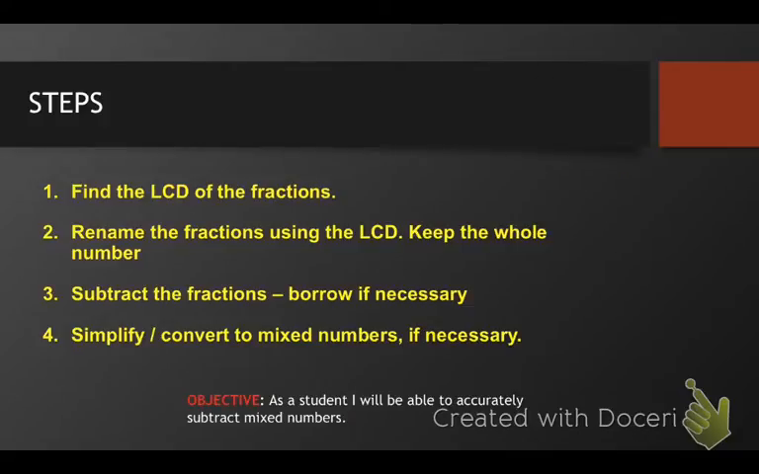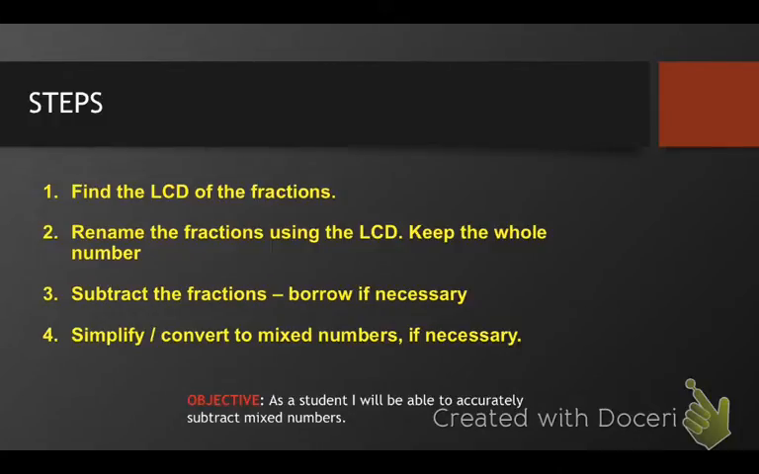Alright, your 4 steps, I think they're already on your graphic organizer, but you might want to double check. You might have to write them down. Number 1, you're going to find the least common denominator, just like we have been for all adding and subtracting, comparing, and ordering. Number 2, you're going to rename those fractions using the least common denominator. Same thing, you're going to keep the whole number. We don't want to have to convert, because if we convert we're going to get really large numbers and none of us want ginormous numbers.